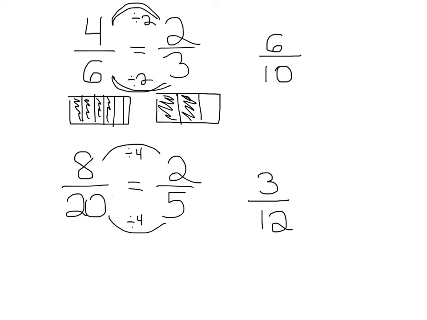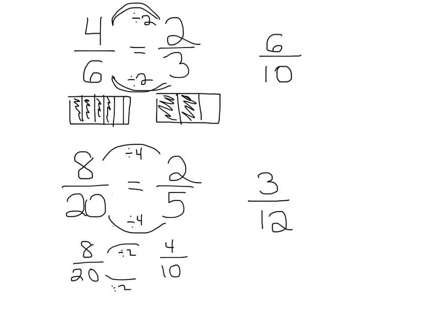Maybe you were thinking you wanted to divide by 2. That's certainly okay. So 8 divided by 2 is 4, and 20 divided by 2 is 10. 8/20 is also equal to 4/10.